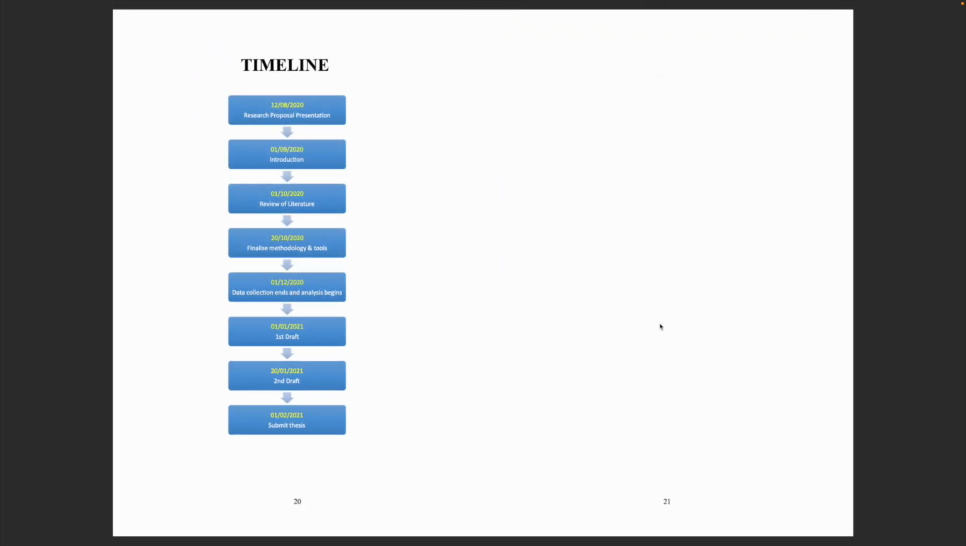Now the overall timeline is like this. This is the timeline that I have given for my students. This timeline is helpful to ensure that the students are on track. So if you can share the timeline well before the students begin the thesis, then you can expect them to finish their dissertation on time.